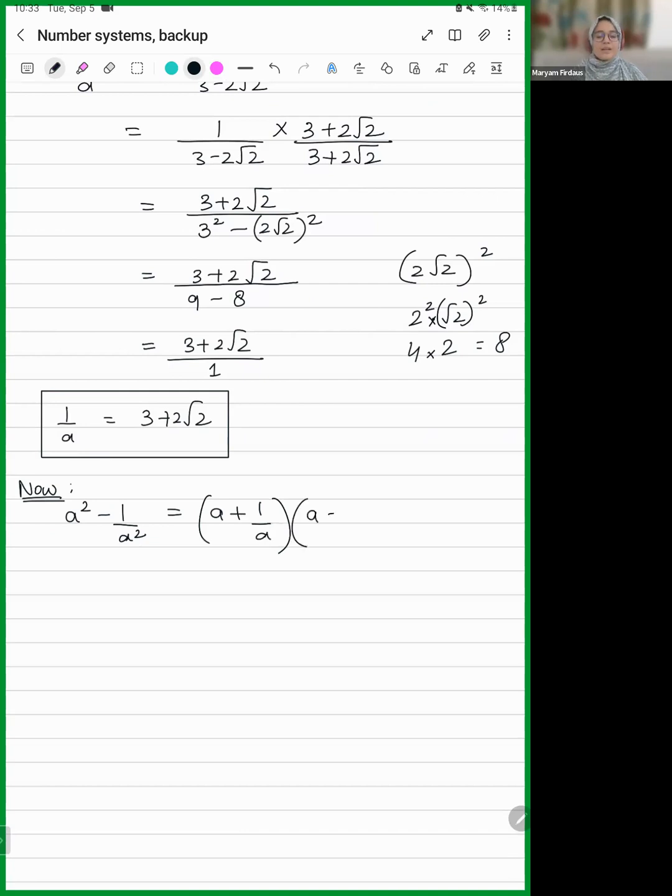Are you understanding everything? Acha, Zen left. This is equal to a is what? Look at the question. What is a?